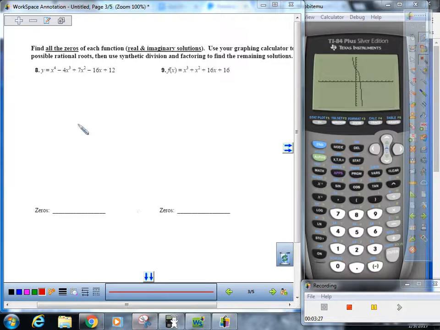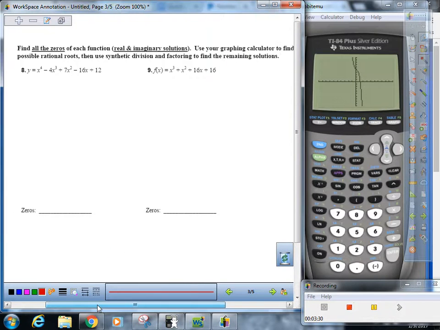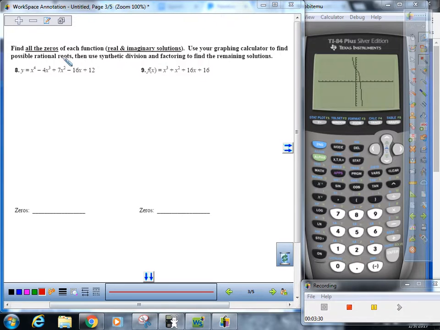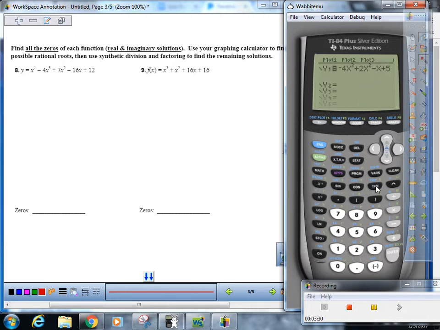So, the directions say, find all the zeros of each function, then use your graphing calculator to find the rational roots, then use synthetic division and factoring to find the remaining solutions. Okay? So what we want to do here is, well, we're just going to go through this nice and slow. So we'll type it in our calculator.